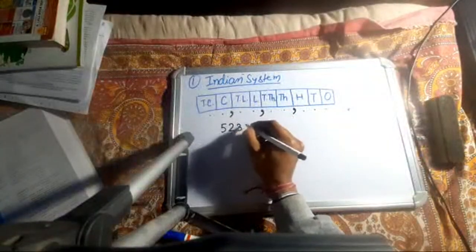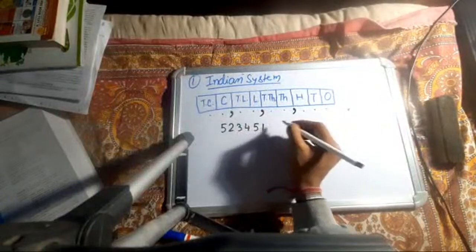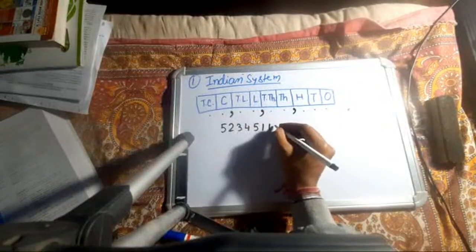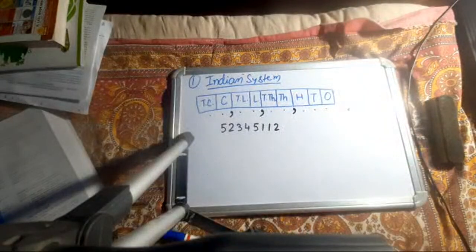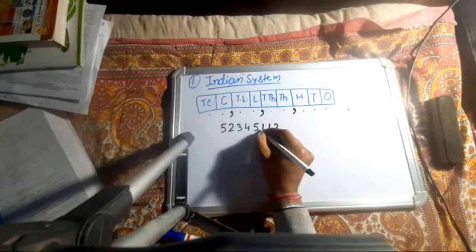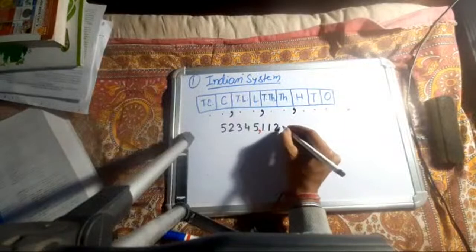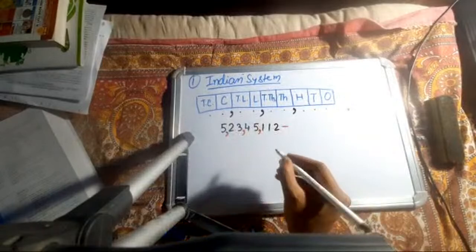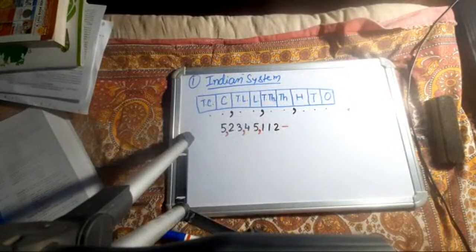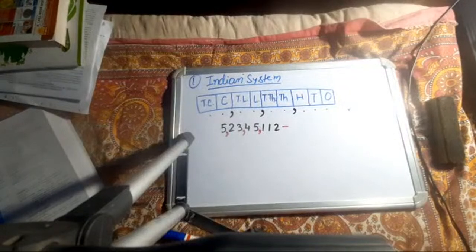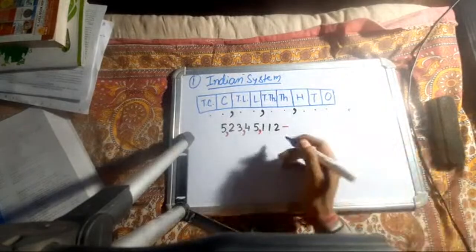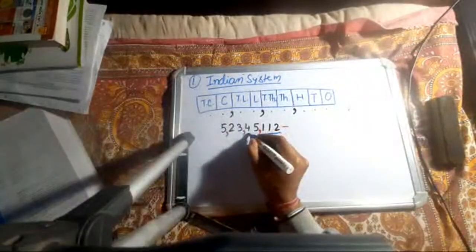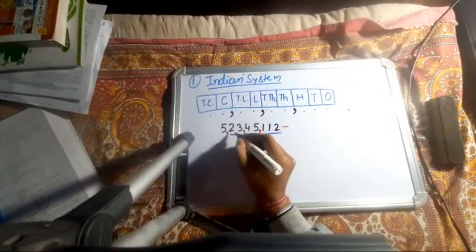5 2 3 4 5 1 1 2. So let us take the commas and write its name. So first comma will be after the 3 digit from right side, then after 2 digits, and then again 2 digits. So now let us write the spelling. What will be its spelling? That is ones, tens, 100, 1,000, 10,000, lakh, 10 lakh and crore.